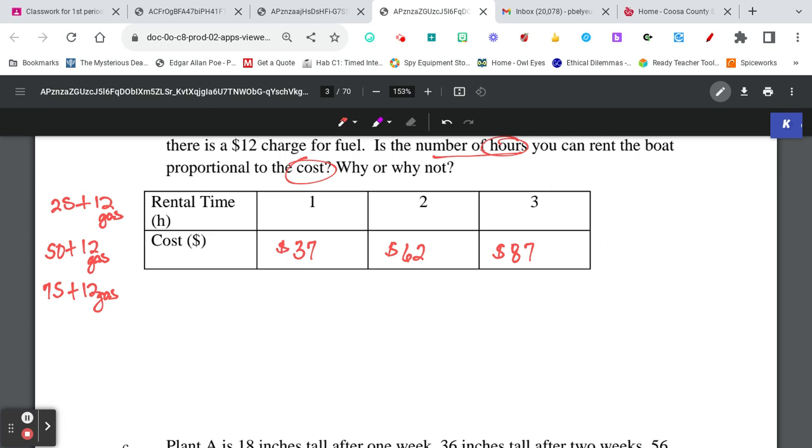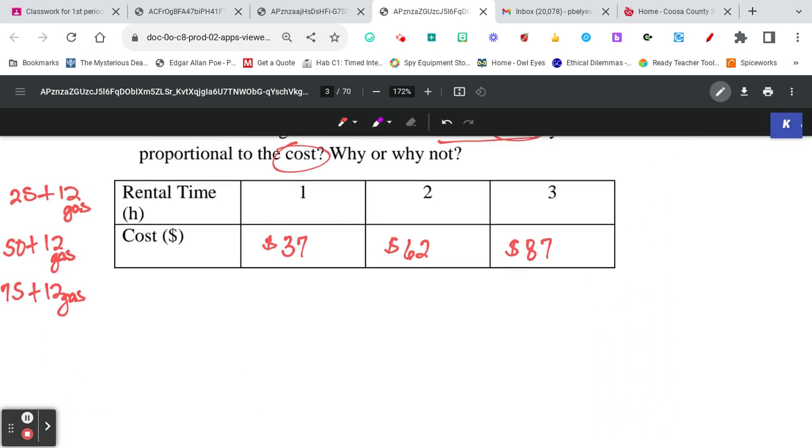I just need to know, is his cost going to be proportional? Is it going to remain constant for every hour, guys? I heard a yes and I heard a no. Okay, so let's check. Which one of these is independent? Jason? Rental time. Yes, rental time.